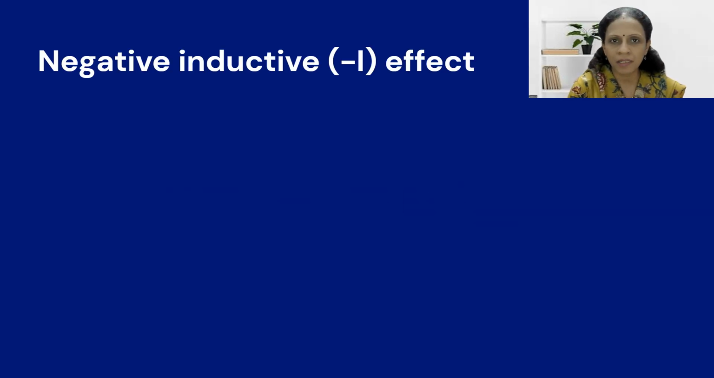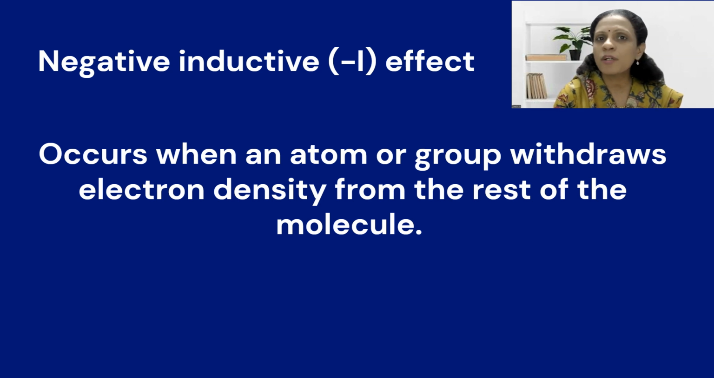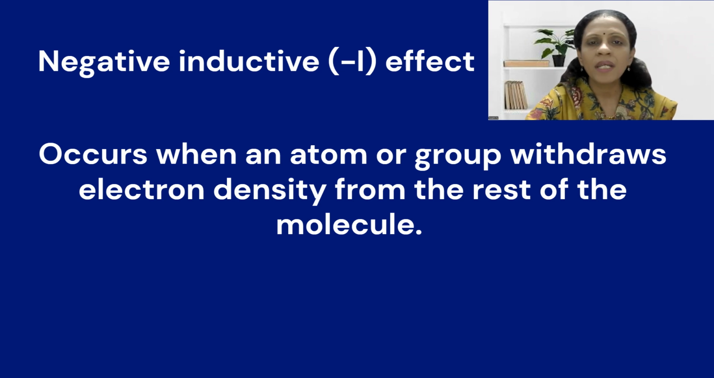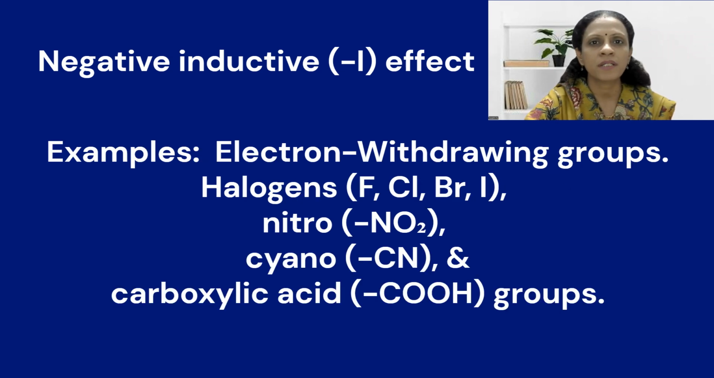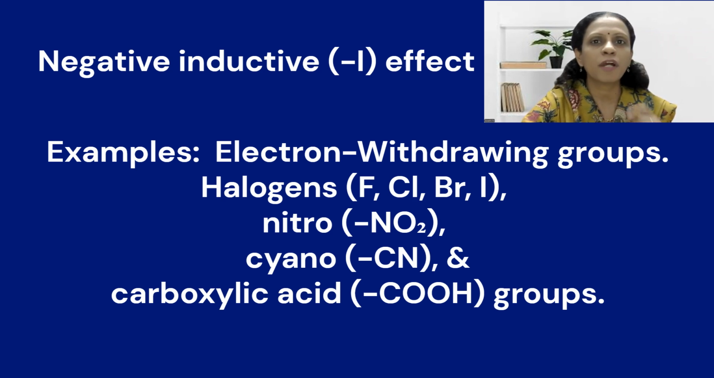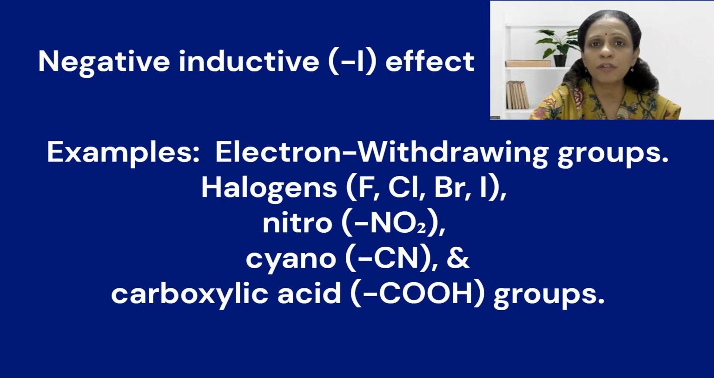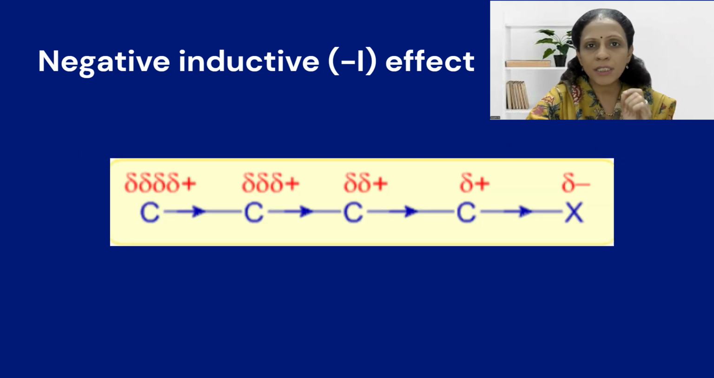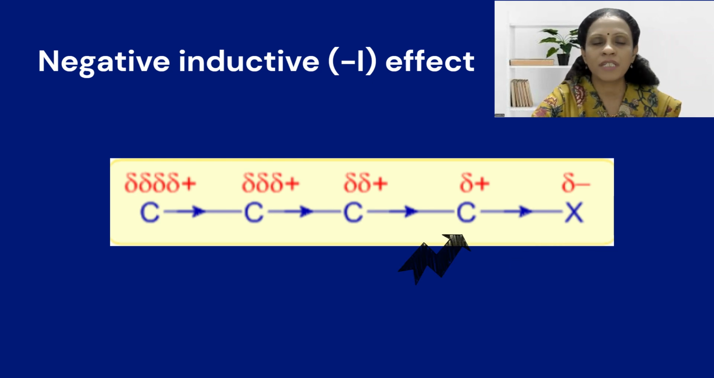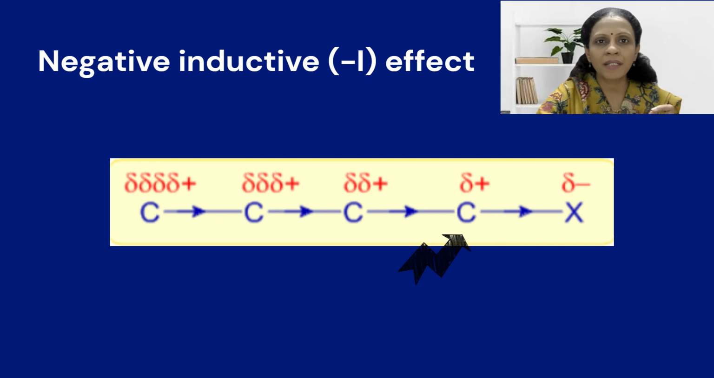Negative inductive effect occurs when an atom or group withdraws electrons from the rest of the molecule. This effect is seen whenever a molecule is having electron withdrawing groups, such as halogens, fluorine, chlorine, bromine, iodine, nitro, cyano, and carboxylic groups. These are all examples of electron withdrawing groups. Whenever such electron withdrawing groups are present, these groups withdraw electrons from the rest of the molecule, and thus partial positive charge will be created on the carbon atom which is just adjacent to the electron withdrawing group.